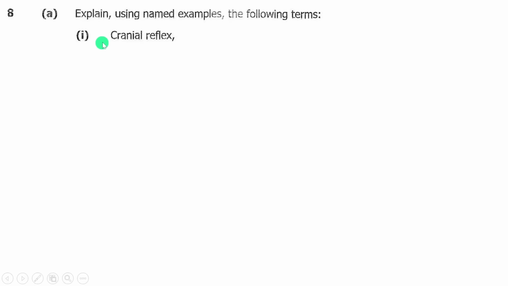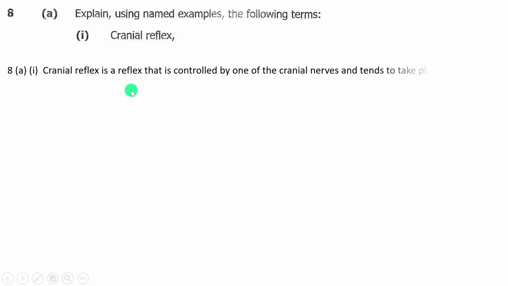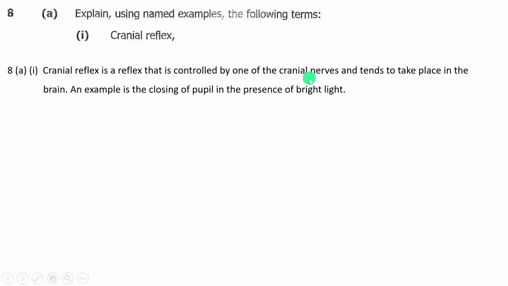So we are trying to explain using named examples the following term like cranial reflex. So here we are going to say that cranial reflex is a reflex that is controlled by one of the cranial nerves and tends to take place in the brain. An example is the closing of pupil in the presence of bright light. Yeah, so that is it.